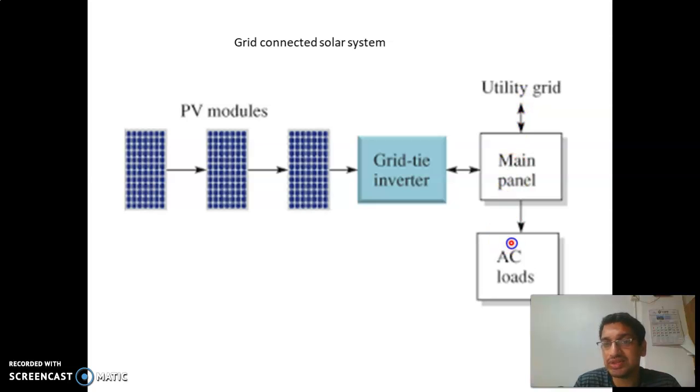The second condition is demand is less than generation of the PV module. In this case, we energize the AC loads, our own loads, by using the electricity from the PV module, and the remaining portion of the energy from the PV module is supplied to the utility grid, or we export the power to the utility grid. The third condition is both generation from the PV module and AC loads are equal, meaning no import and export takes place. So these are the three main conditions in a grid connected solar system.